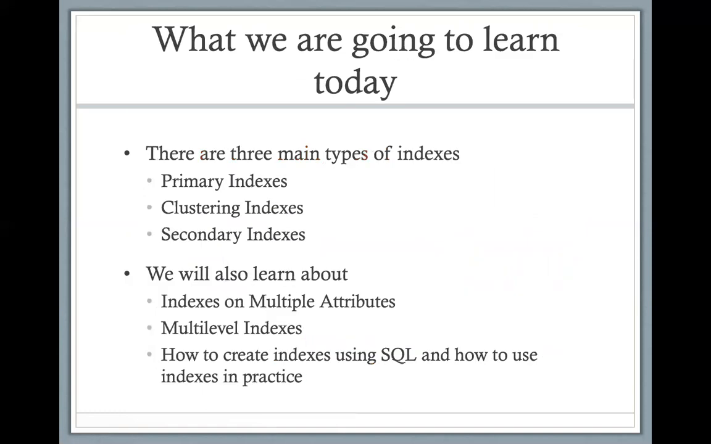There are three main types of indices: the primary index, clustering index, and secondary index. We'll learn about the difference between these three. We'll also learn about indices on multiple attributes: how can I create an index on a composite key, and how can I create multi-level indices, which are really the state of the art in indexing? And how do I create indices using SQL, and how to use indices in practice?